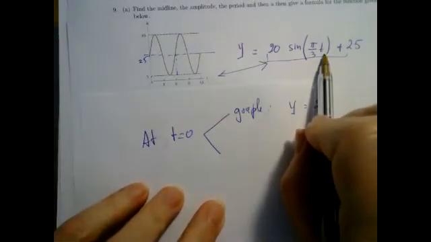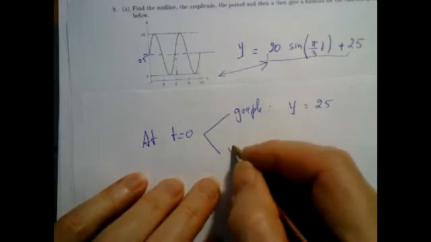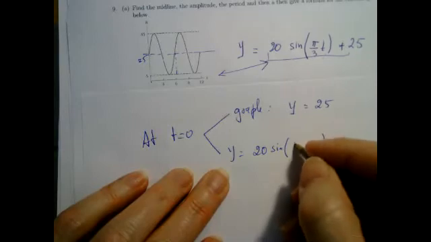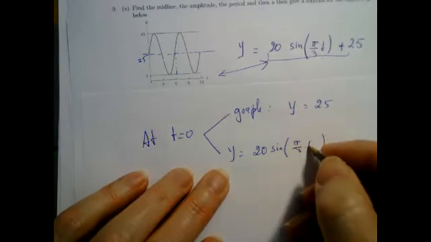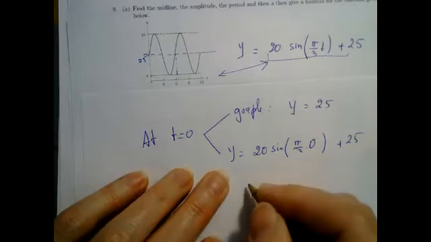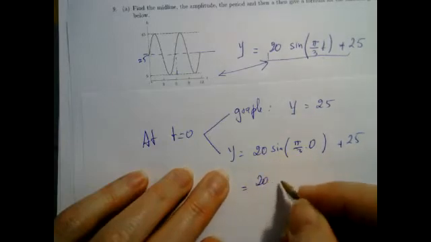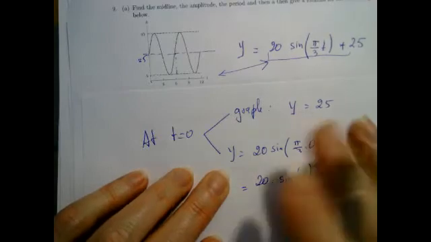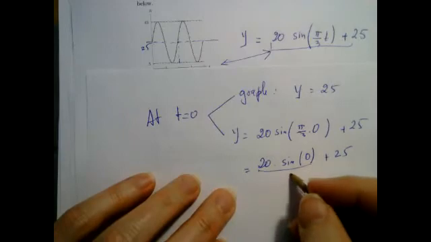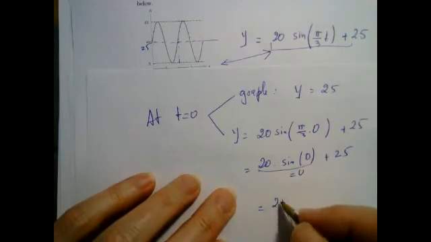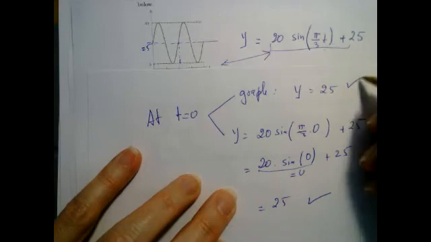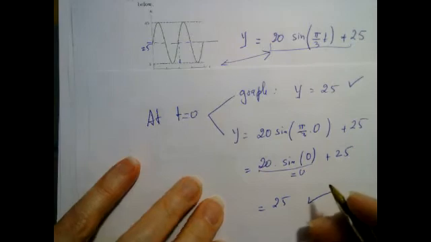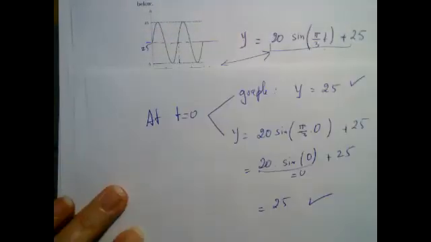The formula should give you the same thing. What do I mean by that? I'm going to plug in 0 in the formula and see if I get the same answer. If I don't, it means I am doing something wrong. It's 20 times sine of pi over 3 times 0, it's a 0, plus 25. Sine 0 is 0. It's equal to 25. Formula, graph, agree. So that really helps you make sure that you're getting it right. I'm going to take another value, t equal 9/2.